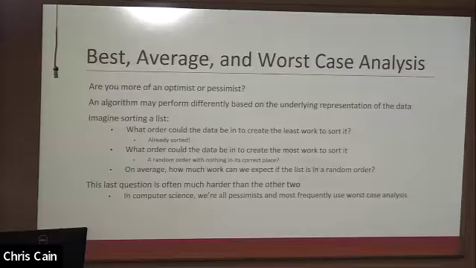Just a question about average case. If you're comparing two algorithms and you know that algorithm A performs better at the worst case, but algorithm B actually performs better at the average case, then how do you decide which one you want to use? That is a great question.